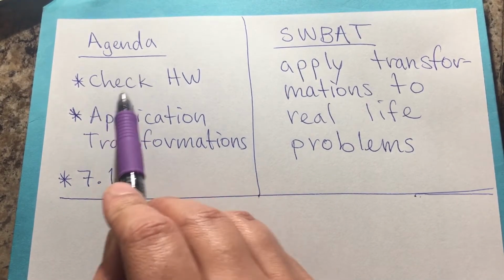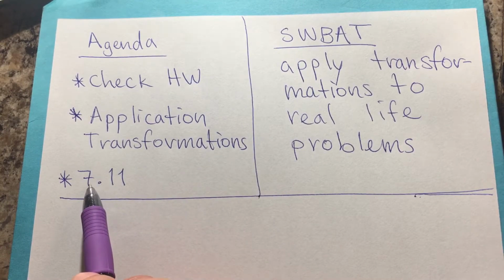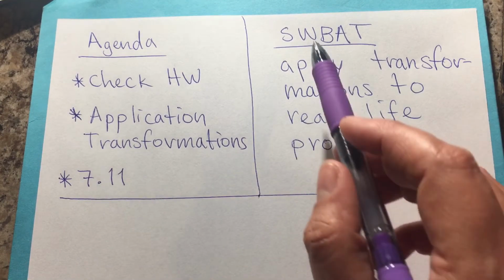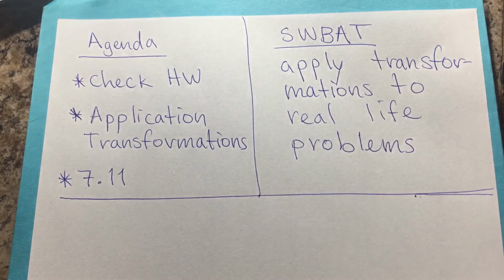Students, today's agenda is to check homework. We'll be learning application transformations and you will be able to do 7.11. Today, students will be able to apply transformations to real-life problems.